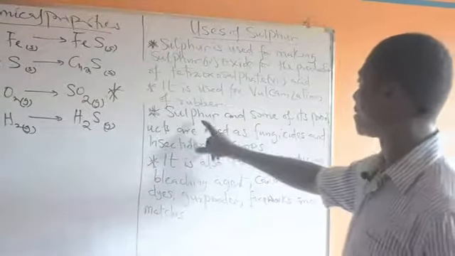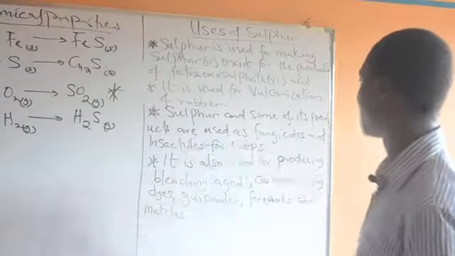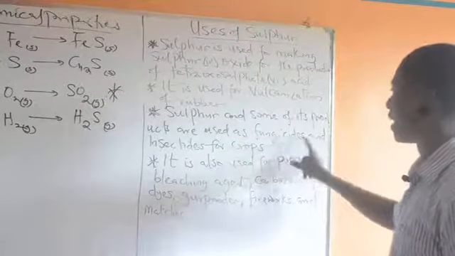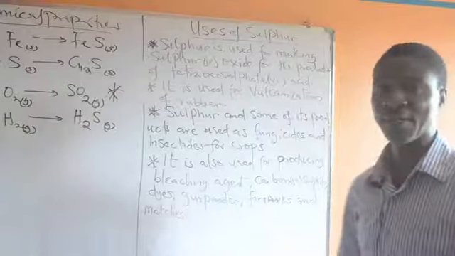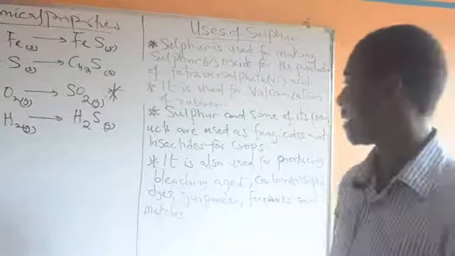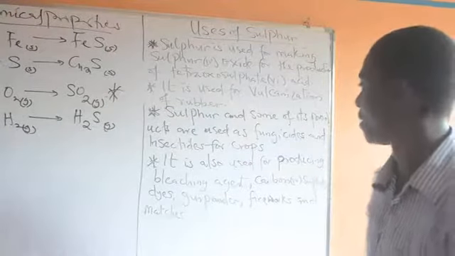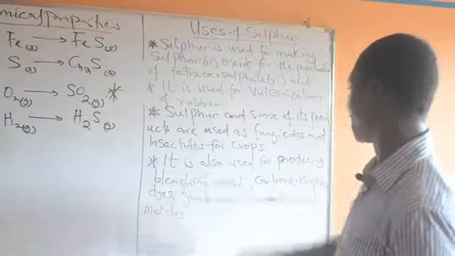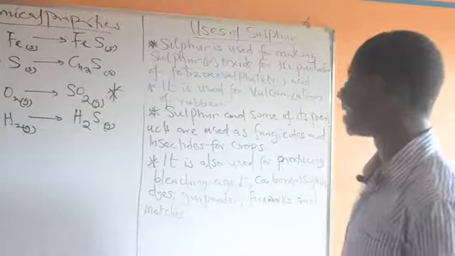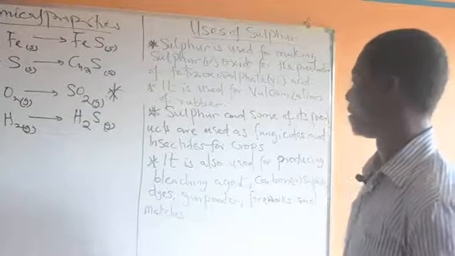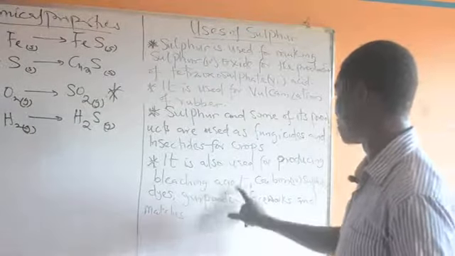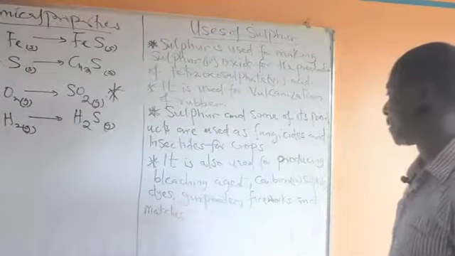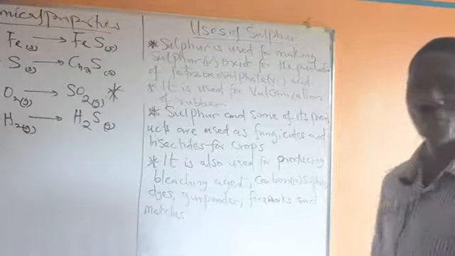The third use is that sulfur and some of its products are used as fungicides and insecticides for spraying crops. I think that is an agricultural use of sulfur. Then the last one is that sulfur is also used for the production of bleaching agents. Not only that, carbon 4 sulfide, dyes, and even some gunpowders.